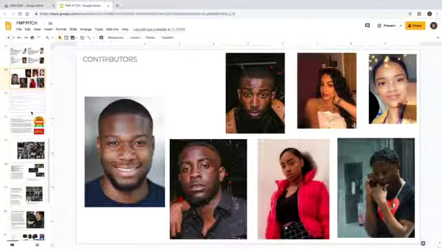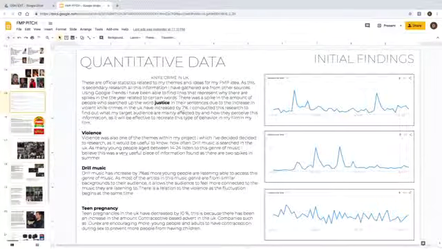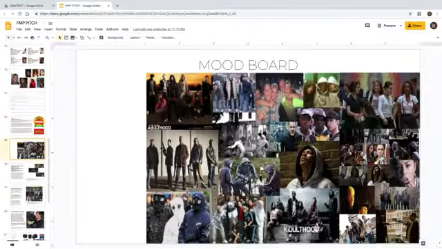With my qualitative data, I used Google Trends to find out information about things related to my storyline. So, for example, drill music, teen pregnancies, violence, and justice. I created a mood board as part of my visual research to give my clients and my contributors an idea on what I'm trying to base my FMP around.